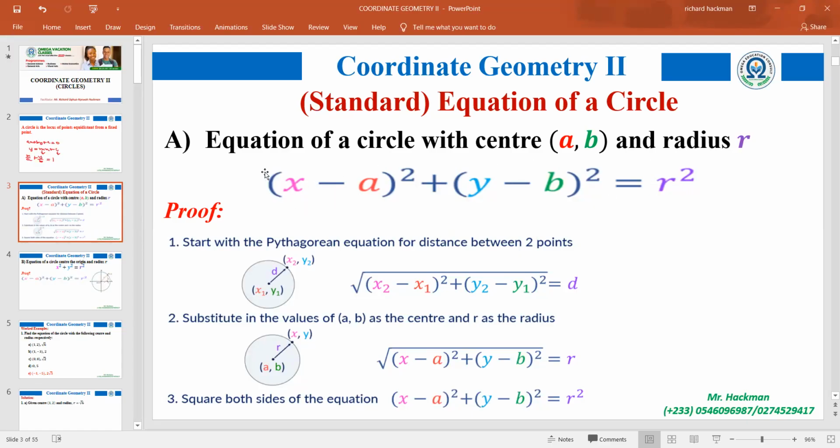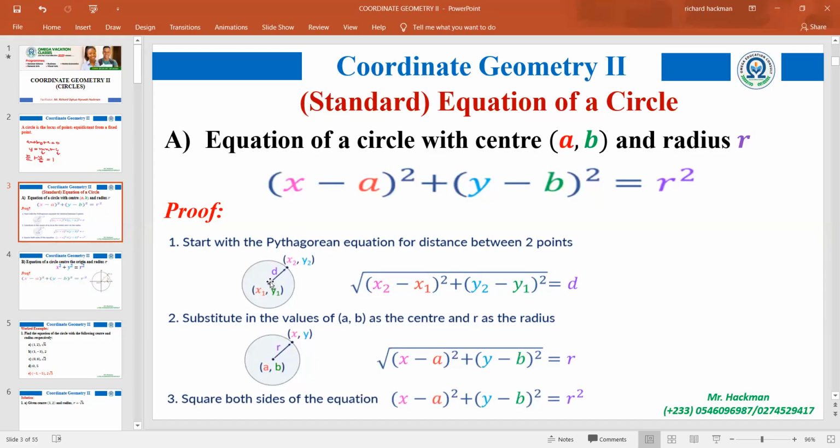Coordinate geometry 1, if you remember, those of you who were with us, I told you basically has to do with formulas. You should know your formula and how to use your formula. The same way in coordinate geometry 2, you should know your formula and how to use it. So this is the first standard equation of a circle: (x minus a) all squared plus (y minus b) all squared is equal to r squared. And this is where this formula is coming from, and the proof will tell you. We all know how to find the distance between 2 points, is that not it?